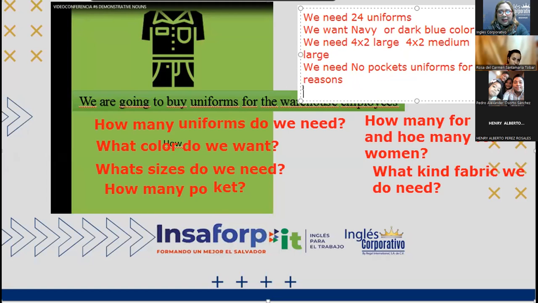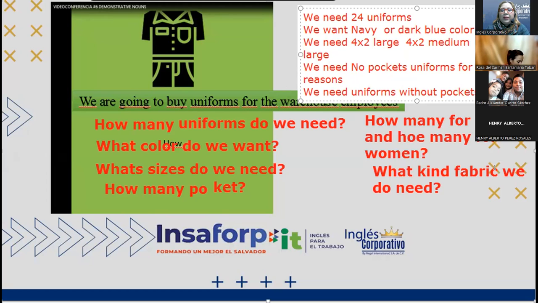Lo voy a escribir para que vean la otra forma. We need uniforms without pockets. Yeah. We okay there? Bien. What kind of fabric do we need?